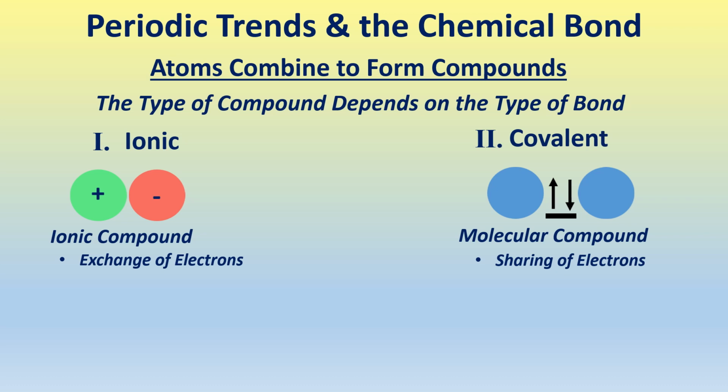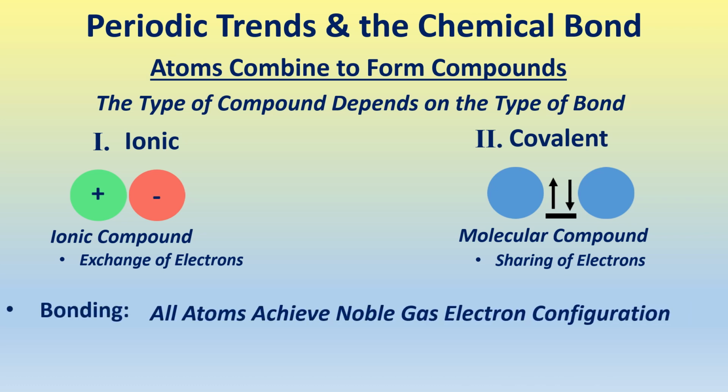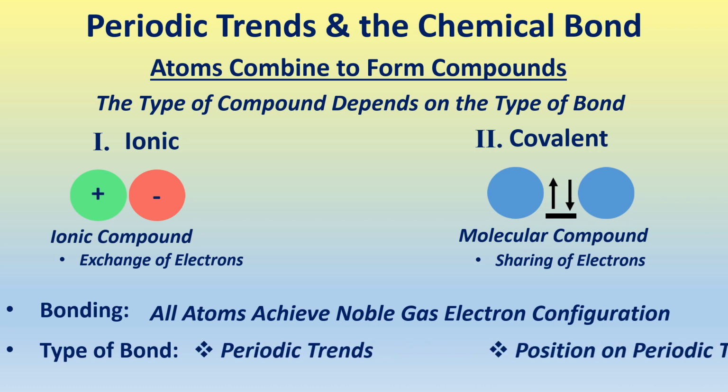In either case, bonds are formed by either giving or sharing electrons, and this is done for the same reason. The important thing from the periodic table is that atoms are trying to achieve the electron configuration of the nearest noble gas. This can be done by either giving electrons, taking electrons, or sharing them. The type of bond depends upon where the element is on the periodic table.